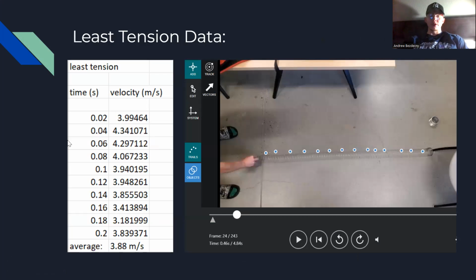So our data for the slinky with the least tension, here we have the time versus velocity, and we did it in increments of 0.02 seconds, where we got an average velocity of 3.88 meters per second. Here you can see how we analyzed the wave speed through different points for different frames.